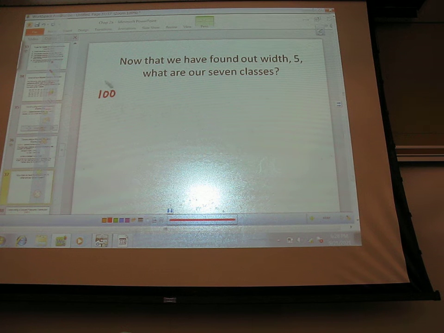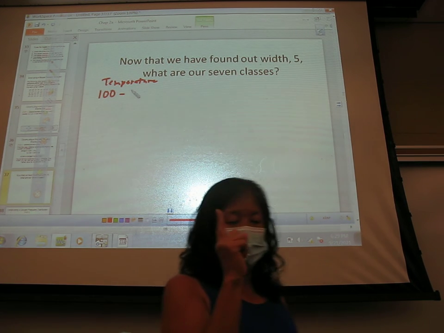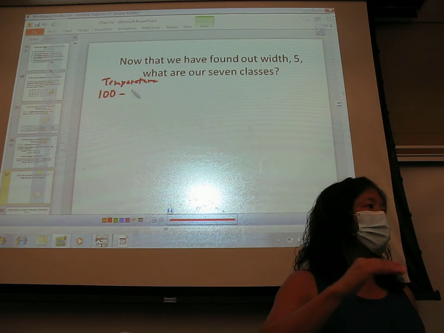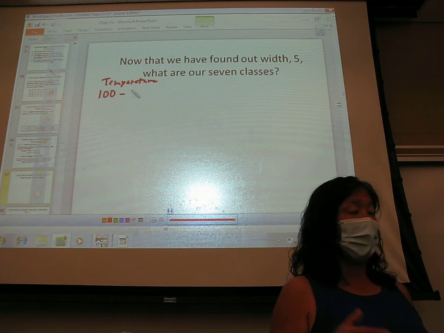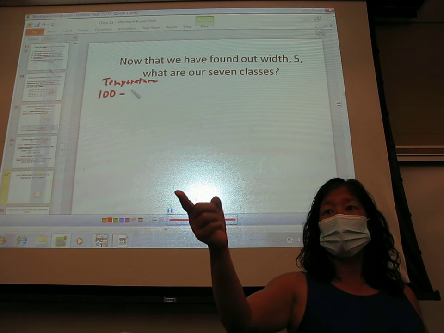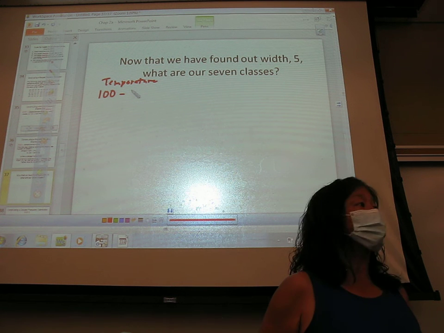These are what, temperatures? Temperatures. Okay, so don't worry about what the upper class limit is. Leave it alone. First step is figure out your first lower class limit and then find all the rest of your lower class limits for all the rest of the classes. How do you do that? Add what? 5, the class width.